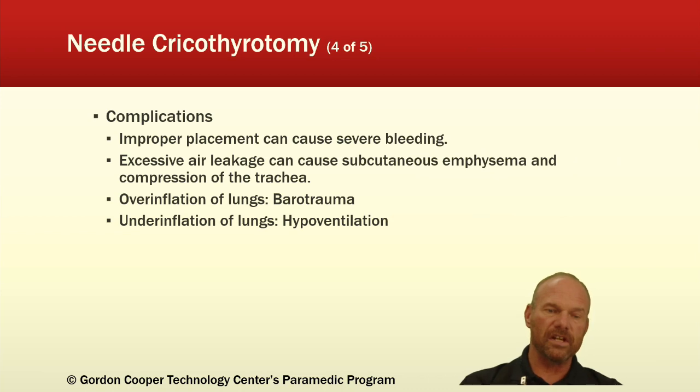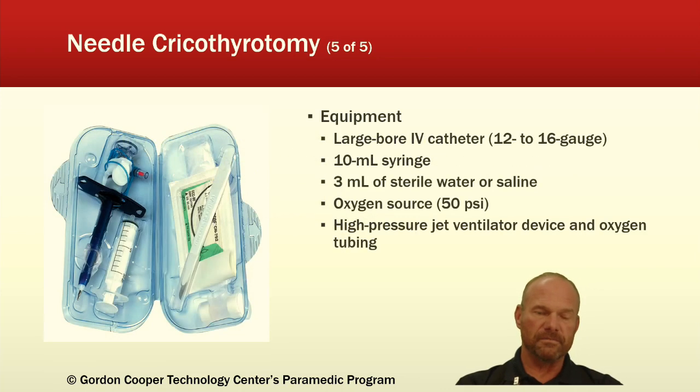There's really no reason for us to go over a whole lot of it now, just because it's just me saying a whole bunch of words. And if you're not familiar with it, it won't really make much sense. But you'd use a 12 to 16 gauge catheter, 10 mil syringe, 3 mils of sterile water, saline. These are your things that you're going to need, the equipment you're going to need. Your oxygen source, high pressure oxygen source, high pressure jet ventilator, device, and oxygen tubing.